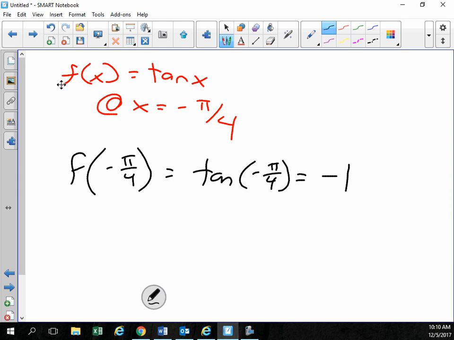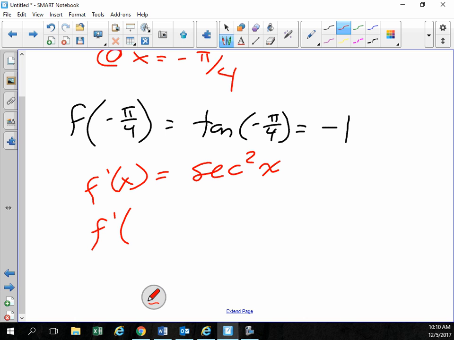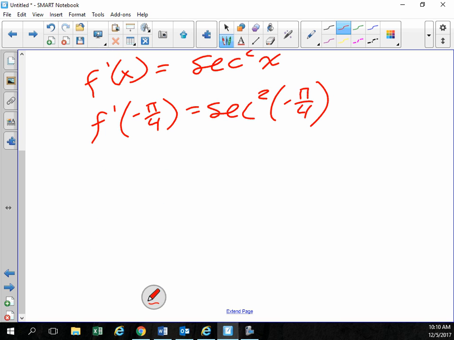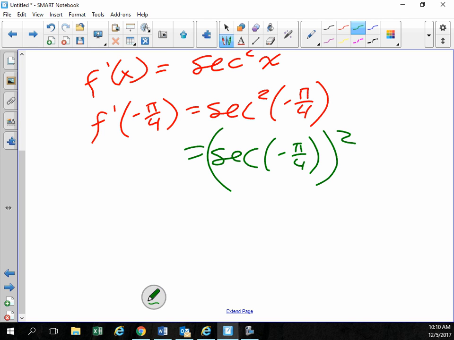Now I need to talk about f prime of x. What's the derivative of tangent? Secant squared x. So f prime of negative pi over 4 is secant squared of negative pi over 4. In order to do this, I'm going to rewrite this as secant of negative pi over 4, quantity squared. So I'm going to do the secant of negative pi over 4 first, and then I'm going to square that answer. Well, secant is the reciprocal of what?